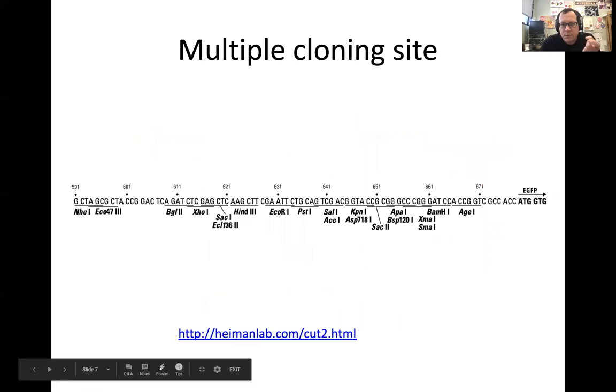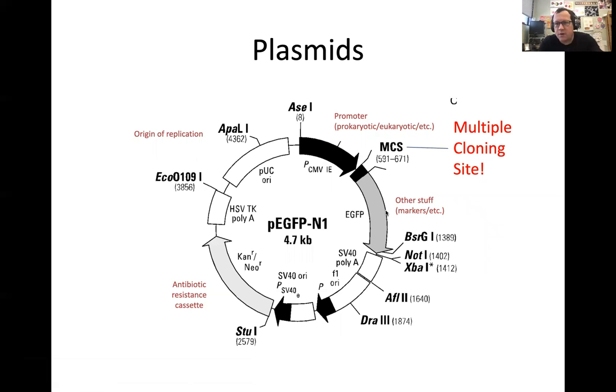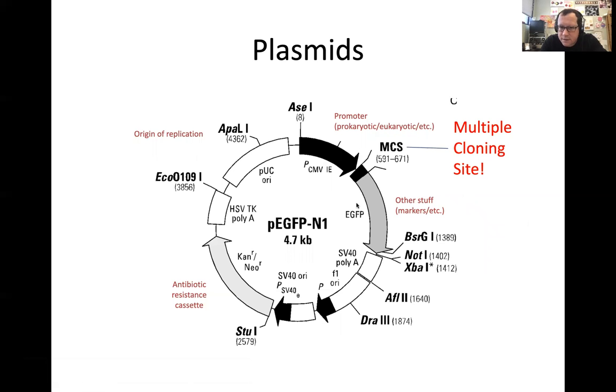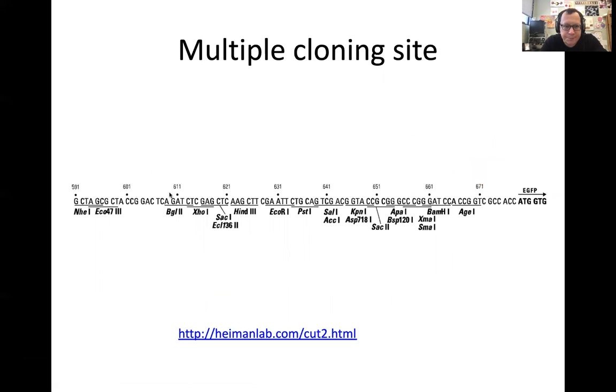But if we look closely at the multiple cloning site, so here's our multiple cloning site, and in this next slide, we're going to zoom in on the actual DNA sequence of that multiple cloning site. At the end of it, here's where our GFP starts. You can see here's our GFP in this diagram. Our multiple cloning site is just upstream of that GFP. And if we look here, all of these names, Nhe1, Eco47, all the way down to Age1, those are restriction sites that are specifically in the multiple cloning site.